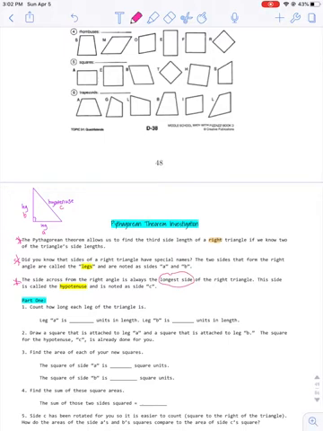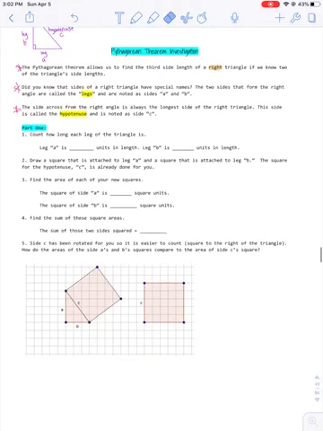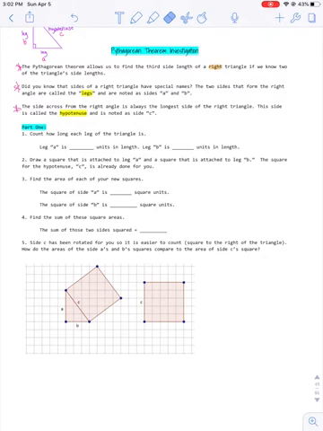The last bullet point says the side across from the right angle is always the longest side of the right triangle. That could be an important clue in problems, because sometimes they don't tell you which sides are the legs and which is the hypotenuse, but you just have to remember the longest one is going to be the hypotenuse. This side is called the hypotenuse, and it's noted as side C. The hypotenuse has to be side C. The legs are A and B, but it doesn't matter which one's A and which one's B. C has to be longer.